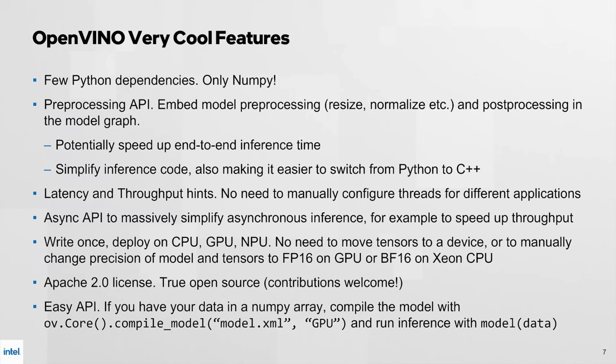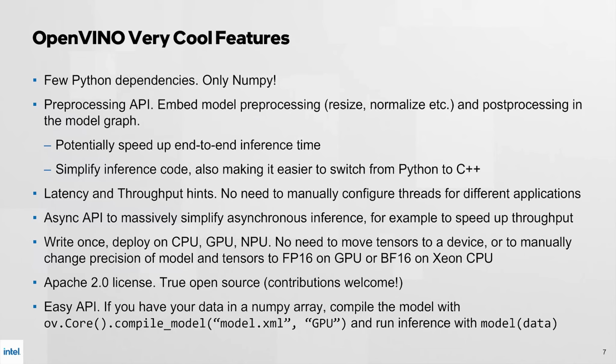Then the features of OpenVINO itself. We have a preprocessing API that allows you to embed the model preprocessing in the model graph. For vision models, for example, you can resize it. For language models, you can embed L2 normalization. You can also embed post-processing. And if you have very small models, this can help speed up end-to-end inference time. But maybe even more importantly, it simplifies inference code. You don't have so much boilerplate anymore.